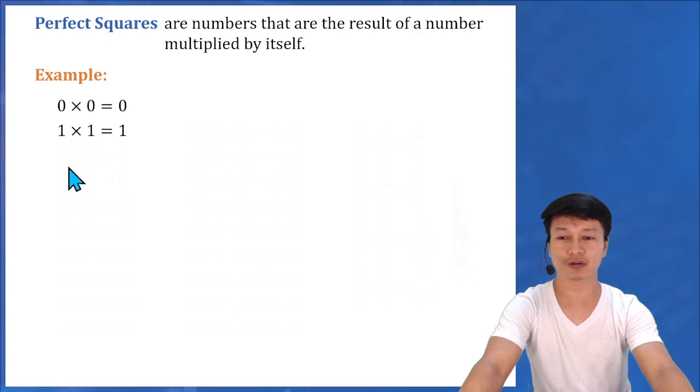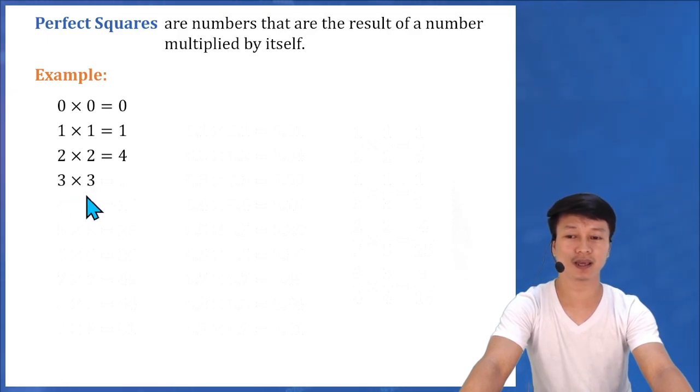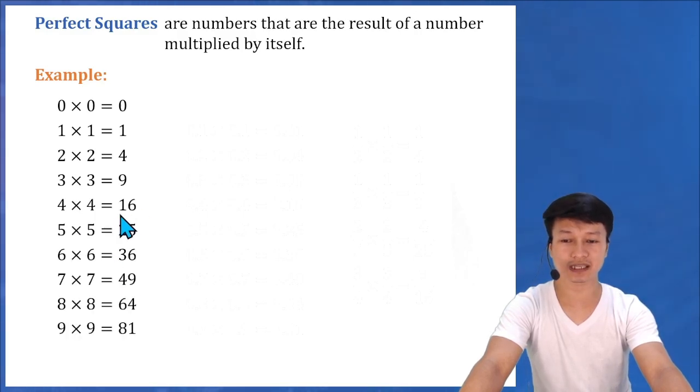The same thing, if we are going to multiply 2 by itself, we will get a product of 4, and so 4 is considered a perfect square number. Likewise, if we are going to multiply 3 by itself, the result is 9, so 9 is considered a perfect square number, and so on. So 16 is a perfect square number because that is obtained by multiplying 4 by itself. Same is true with 25. That was obtained after we multiply 5 by itself, and so on.